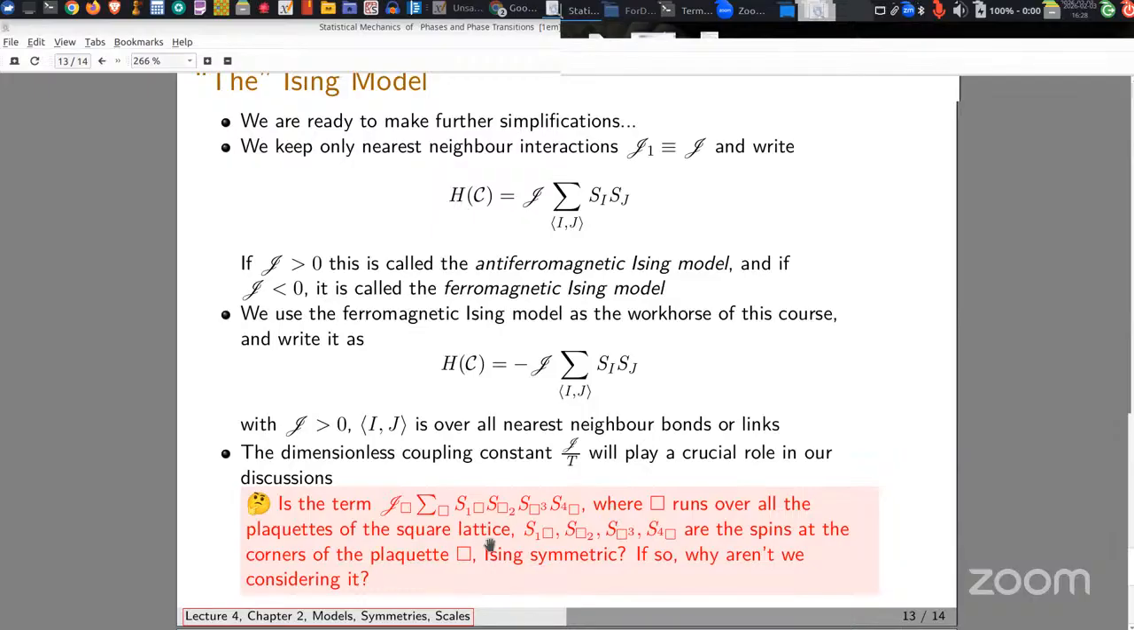Right now, if you have appreciated that this should be allowed in the Hamiltonian because it's Ising symmetric, that is good. There is a little bit of suspense that we will leave unanswered at this stage as to why we are not considering it, and still we will see that we will get the correct physics. Correct physics as far as the critical exponents are concerned, not other quantities.